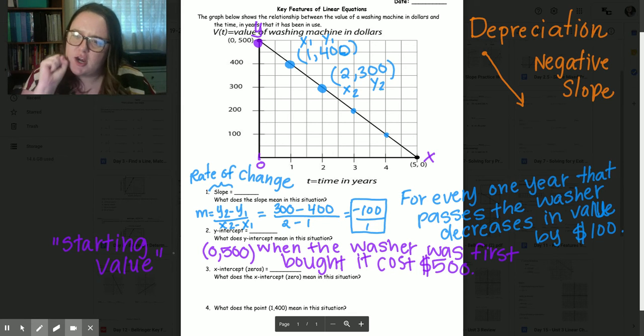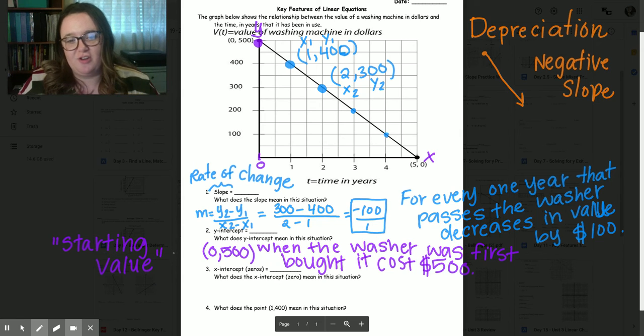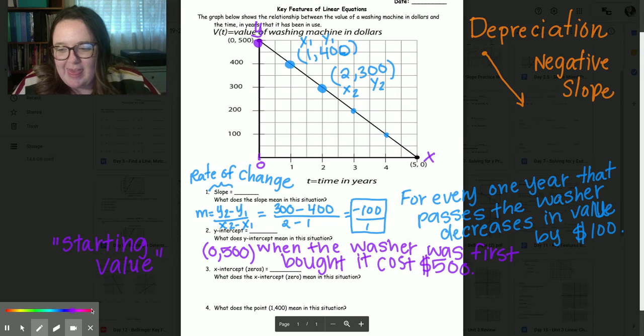It's your starting value. That's going to come really in handy when we start graphing. That y-intercept is the starting point. That's how much that washer started at, $500. An expensive washer, right?